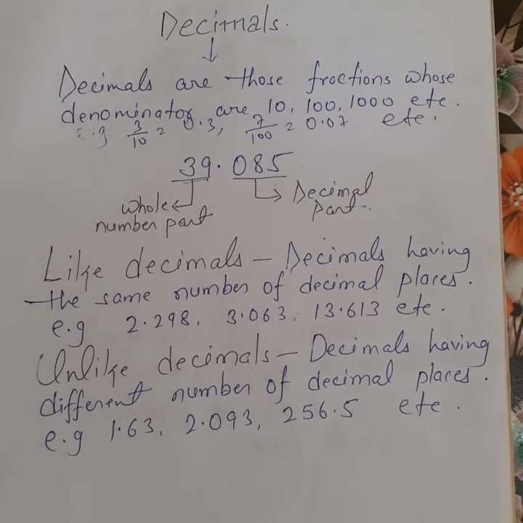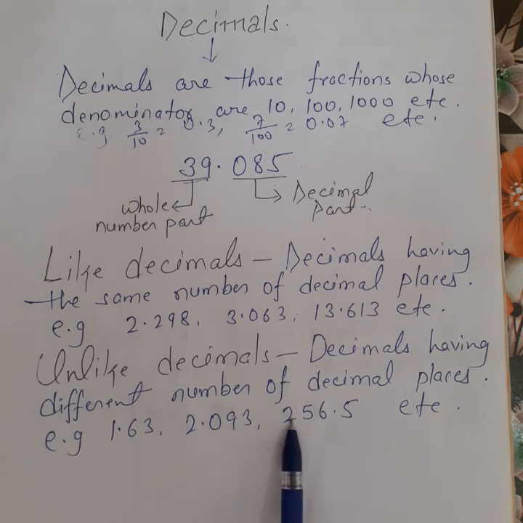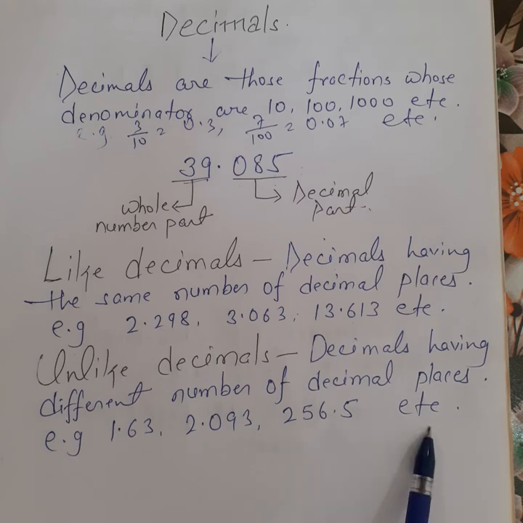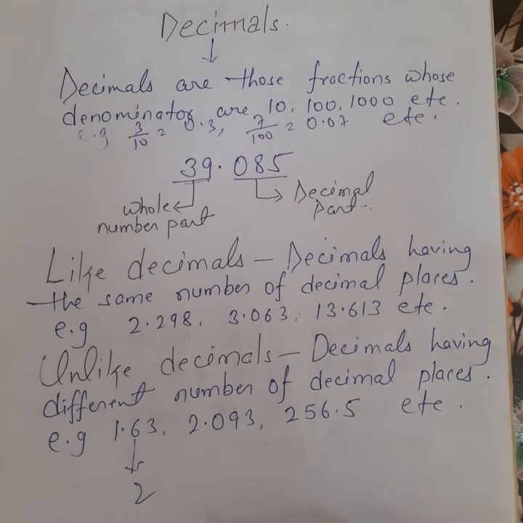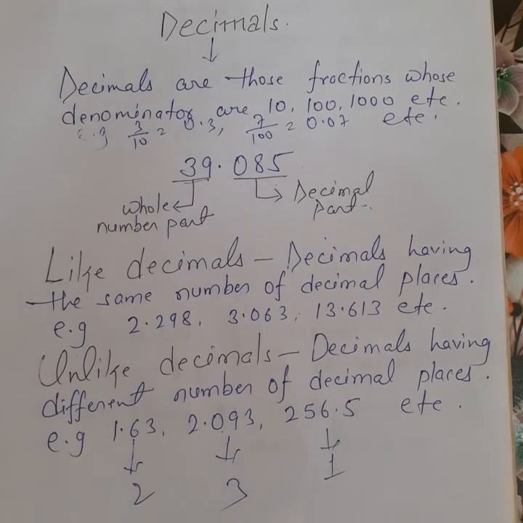Next is unlike decimals. Students, what are unlike decimals? Decimals having a different number of decimal places are called unlike decimals. Here we have some examples: 1.63, 2.093, 256.5, etc. Here the decimal place is 2, here the decimal place is 3 (1, 2, 3), and here the decimal place is 1. All the decimal numbers have different decimal places, so these are examples of unlike decimals.